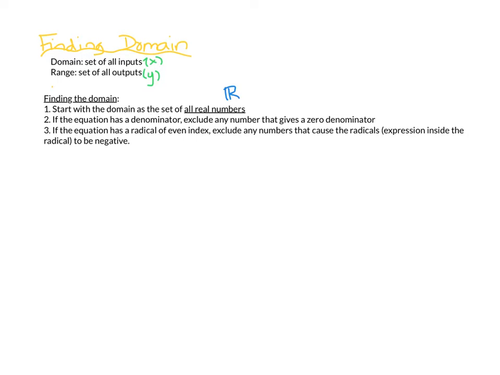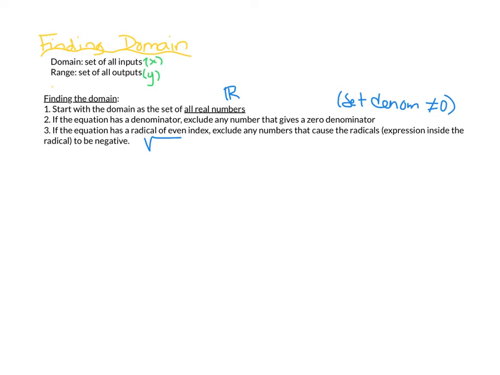So then the second thing is, if the equation has a denominator, you're going to exclude any number that gives a zero denominator. So basically for that, you can just set your denominator not equal to 0, and then you're going to solve from there. The next thing is if the equation has a radical of even index. So if you have just a square root, that's an even index. It's an index of 2. If you have a cube root, that's an odd index, so that one would probably be all real numbers.